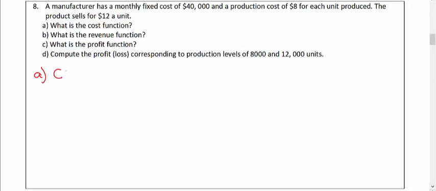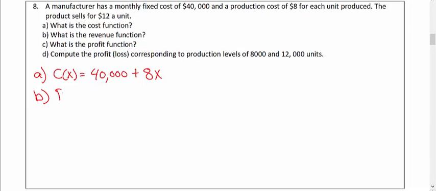We're going to call the cost function C. C of x is equal to our fixed cost plus the variable cost, $8 per unit, so that's 8 times x.